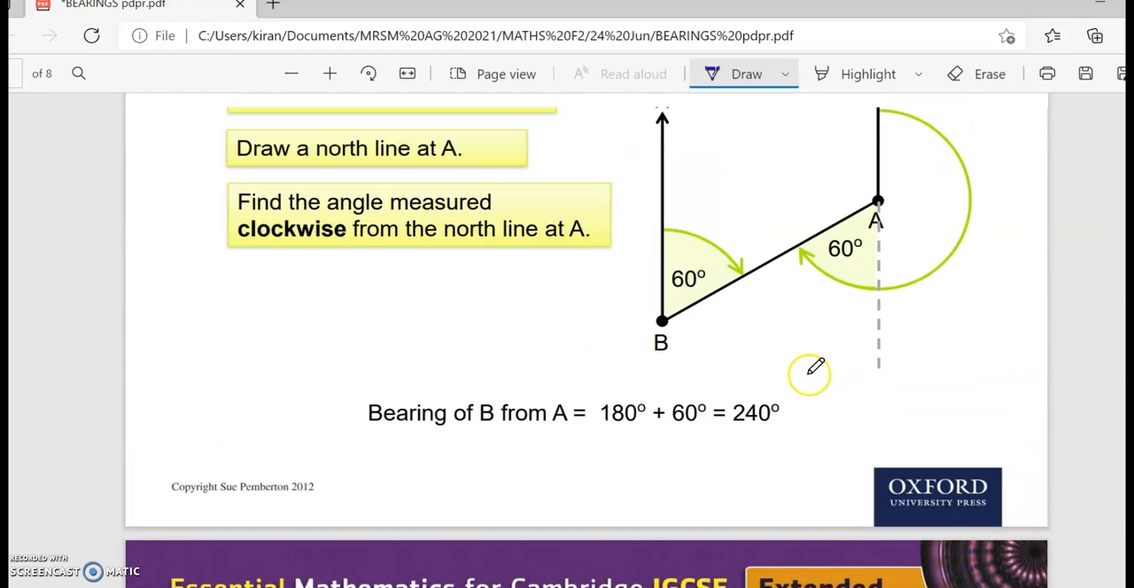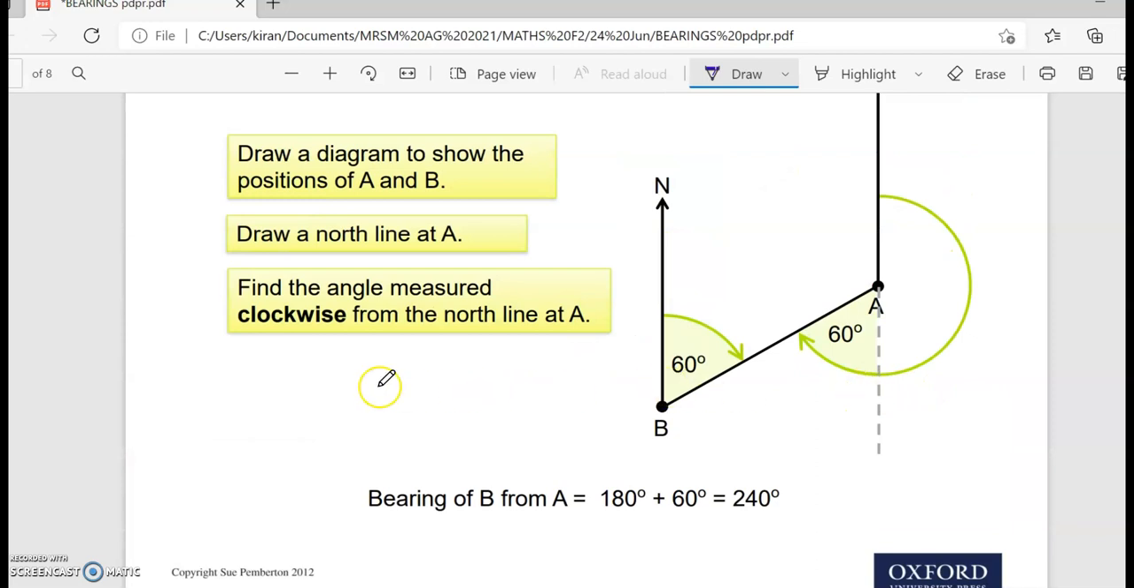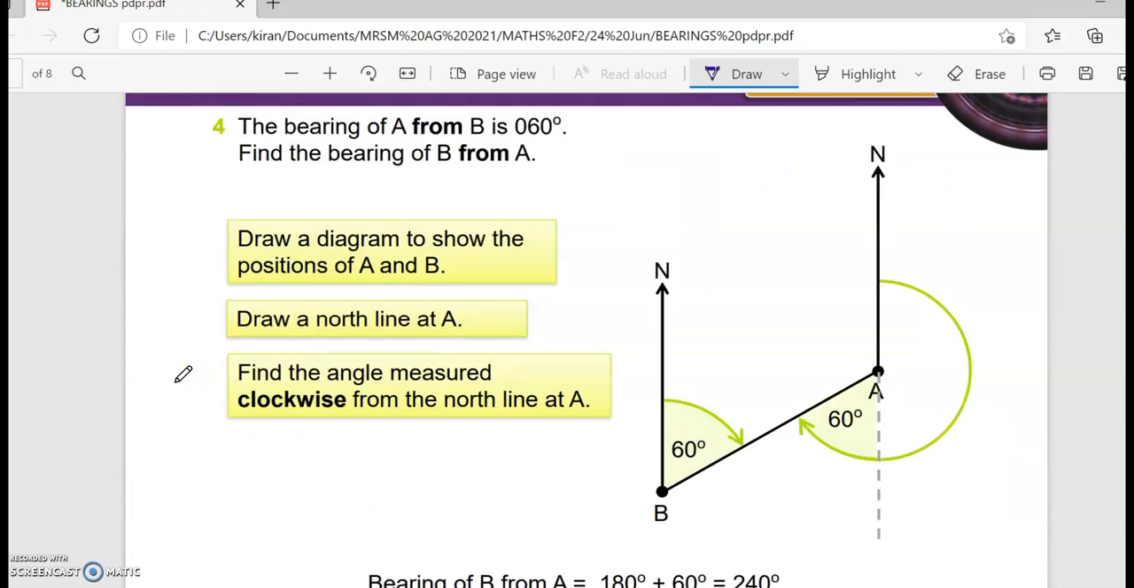So next we go to the next example. The bearing of A from B is 60. Tengok ni cara dia tulis bearing mesti 3 figure macam ni. Bearing of A from B.